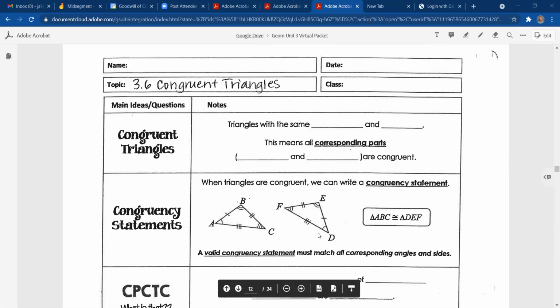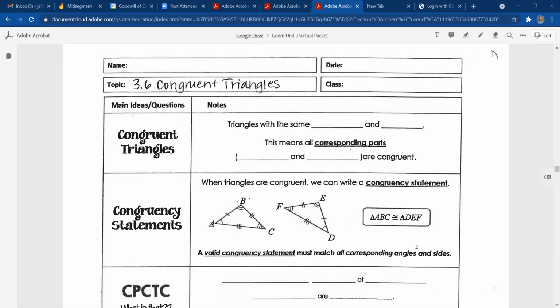Single little half circle in A and D. B is congruent to E. 2 little half circles in the drawings. C is congruent to F. And you can absolutely rely on that. So if you had to draw those two triangles just from a congruency statement, that's how you could do that.